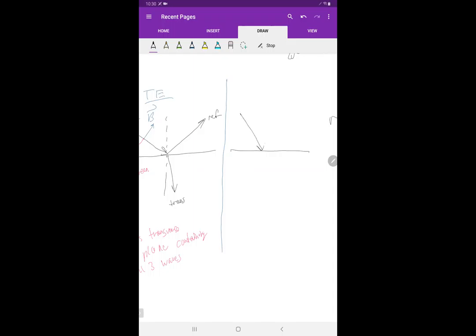Again, we have our incident, we have our reflected wave, and we have our transmitted wave. But now we have that the E field is in the plane, okay? And the B field is out of the plane. So now B is transverse to the plane containing all three wave directions. Or the K vectors.